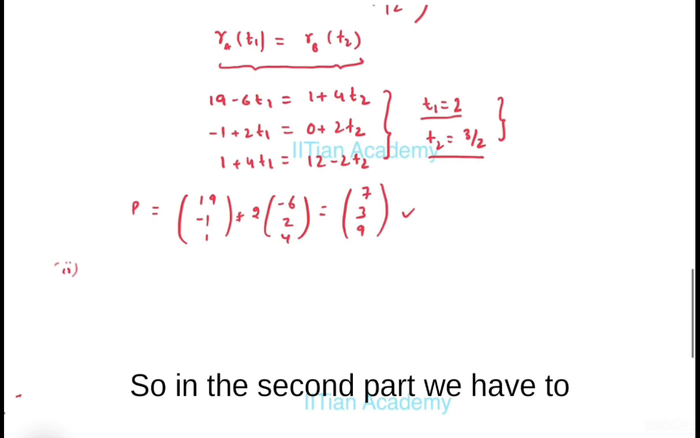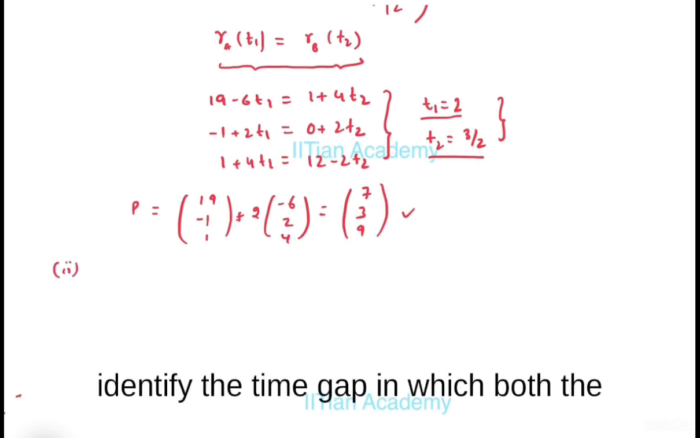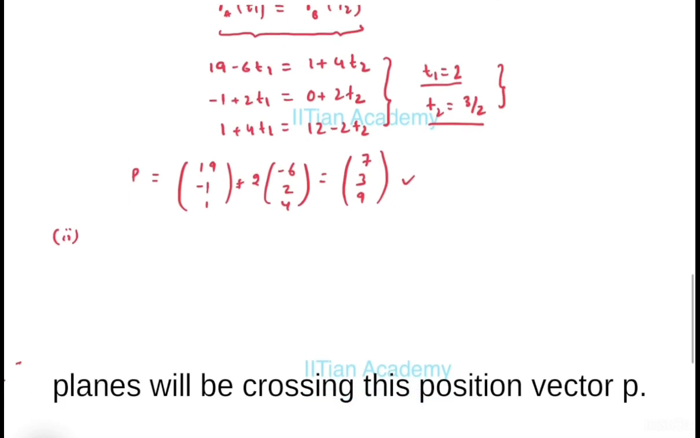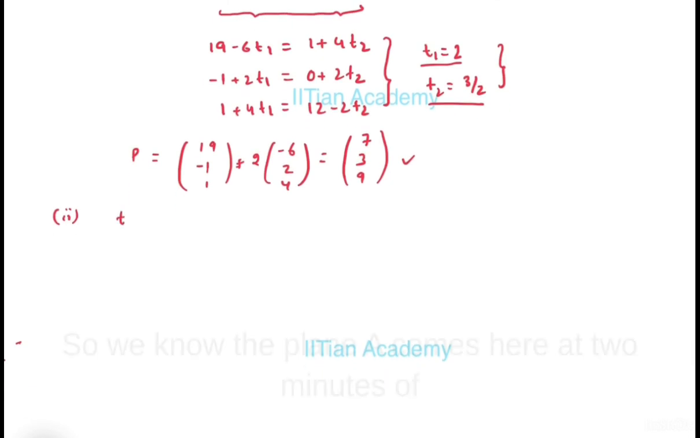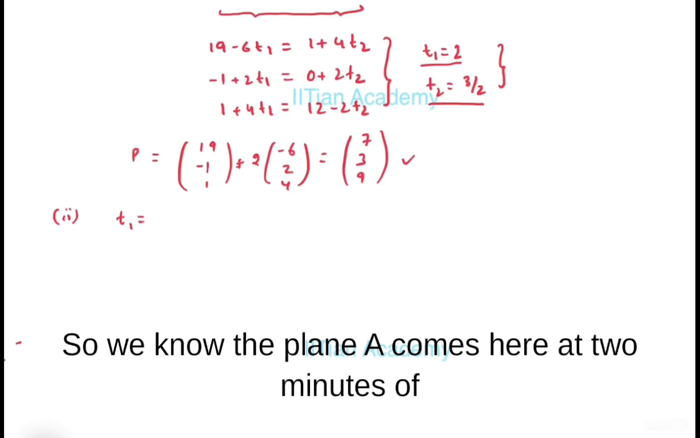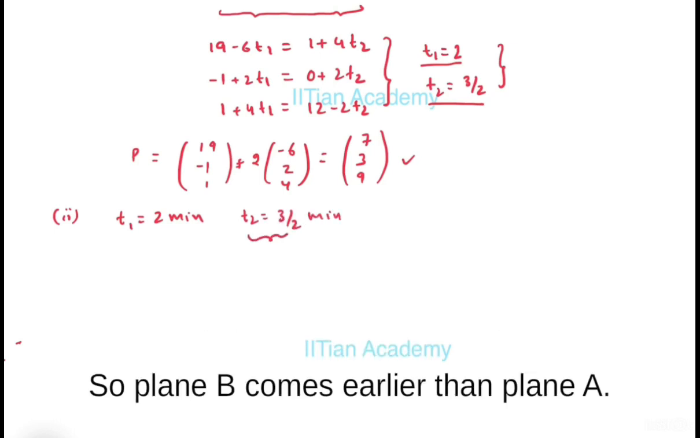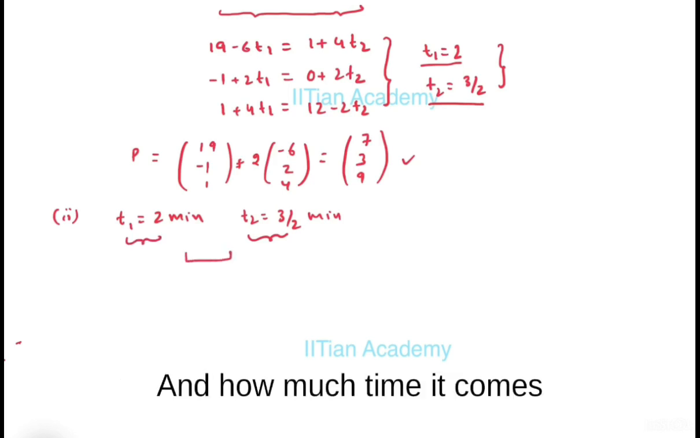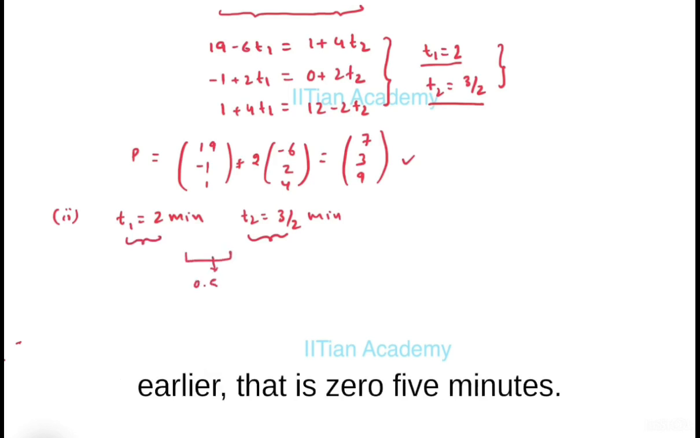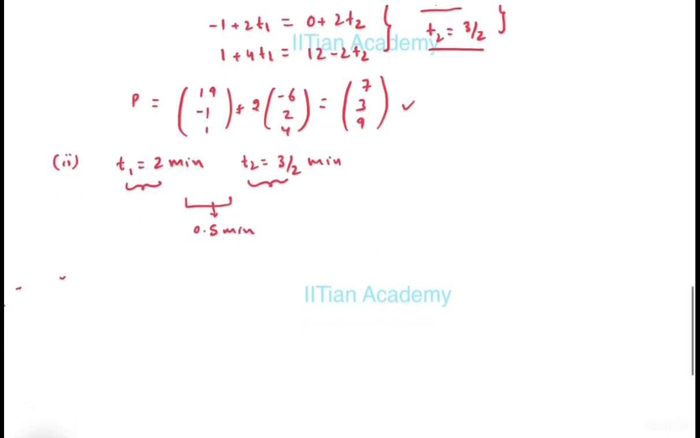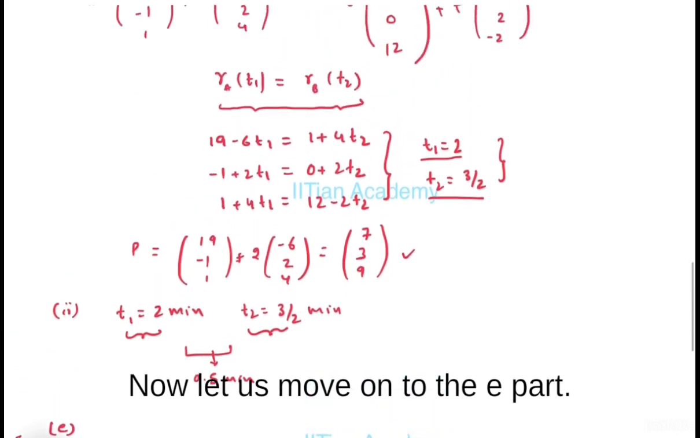In the second part we have to identify the time gap in which both the planes will be crossing this position vector P. We know plane A comes here at 2 minutes of its flight and plane B comes at 3 by 2 minutes. So plane B comes earlier than plane A, and how much earlier? That is 0.5 minutes.